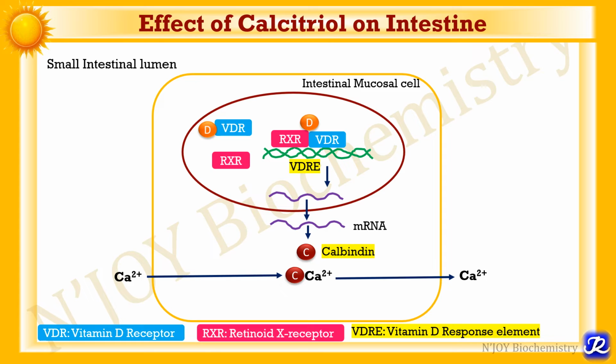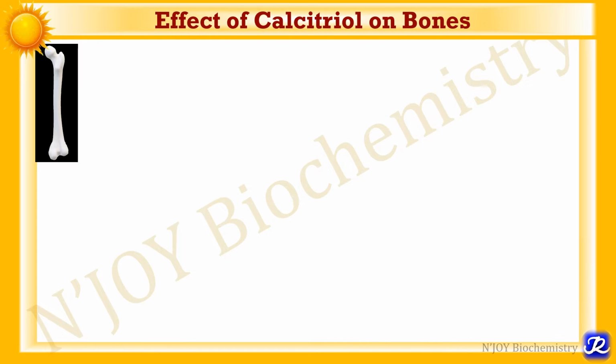And in addition to formation of calbindin, the synthesis of the pumps responsible for transport of calcium is also increased, and along with this the phosphate is also transported through the intestine, and this is how calcitriol is responsible for absorption of calcium as well as phosphorus in the intestine. What are the effects of calcitriol on bones?